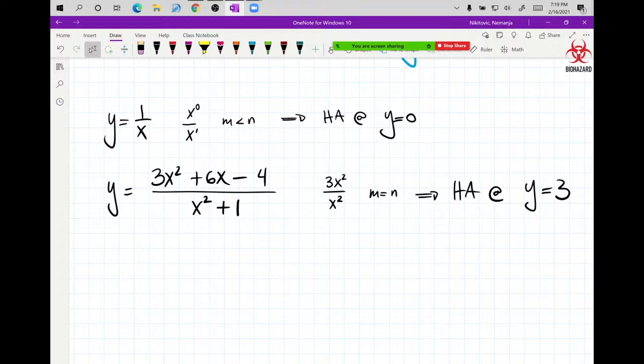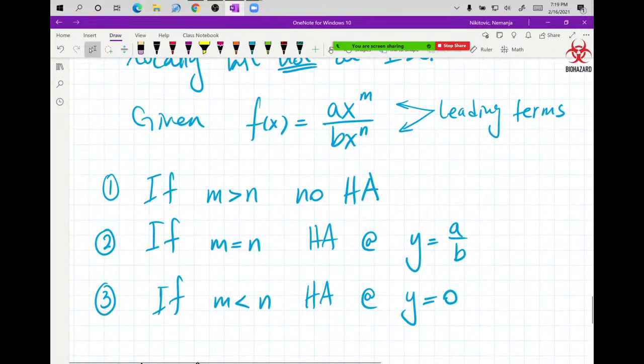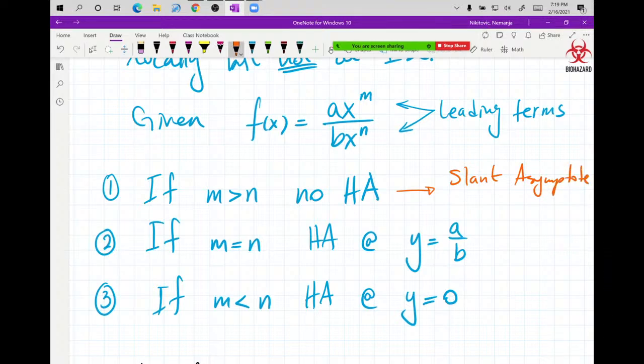Now, there is one more type of asymptote that we need to add to this list, and it's called the slant asymptote, which is actually an offshoot of this one. This one happens if m equals n plus 1. If the numerator has a degree 1 higher than the denominator, then you have a slant asymptote. The slant asymptote is the asymptote that functions follow, but it is not horizontal or vertical, it's at an angle, right? Because it's y equals mx plus b that governs that line.